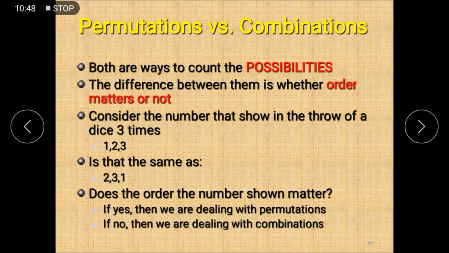This one, considering the numbers thrown on 3 dice as the same, is a combination. The example 2 is given here. If the order matters, then it's a permutation. If it's not, then it's a combination. So this is very easy. It's a very easy chapter.